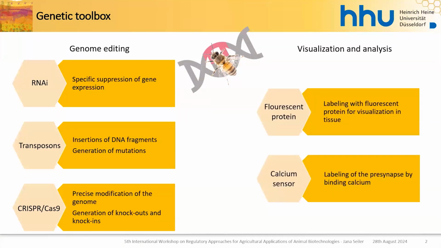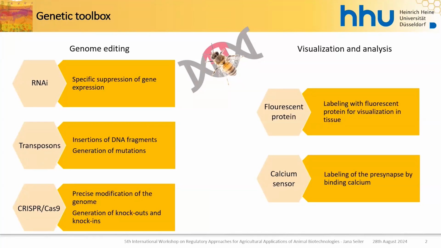In addition to these genome editing methods, we also find possibilities for visualization and analysis. Two standard methods that are already frequently used in the honeybee are presented here. On the one hand, it is possible to mark genes with a fluorescent protein. This allows the precise localization of the area of gene expression.